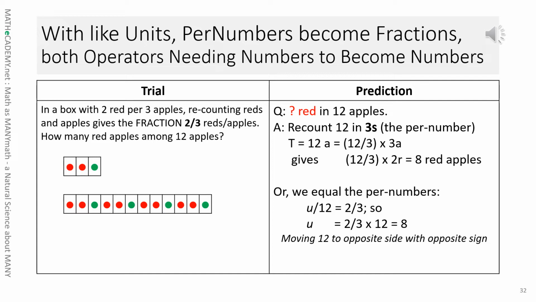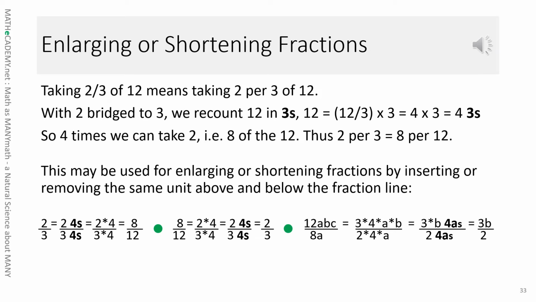Or, we equal the pair numbers. U over 12 equals 2 over 3, so U equals 2 over 3 times 12, equals 8. Here, we move 12 to the opposite side with the opposite calculation sign. Enlarging or shortening fractions. Taking 2 of 3 from 12 means taking 2 per 3 of 12. With 2 bridged to 3, we recount 12 in threes: 12 equals 12 over 3 times 3, equals 4 times 3, equals 4 threes. So, 4 times we can take 2, that is 8, from the 12. Thus 2 per 3 equals 8 per 12.